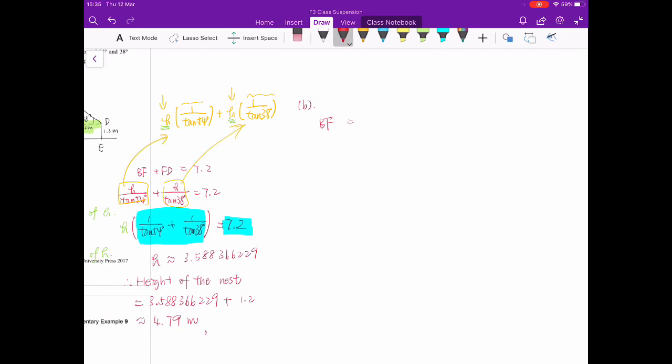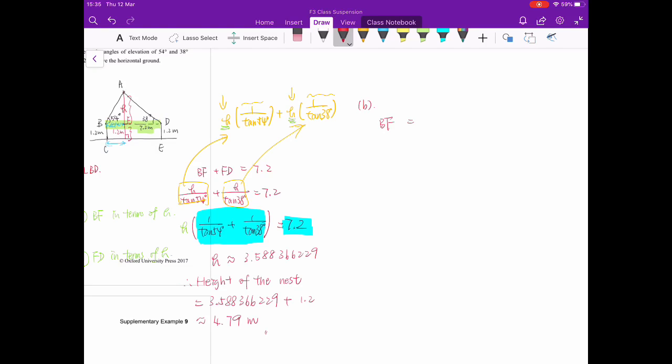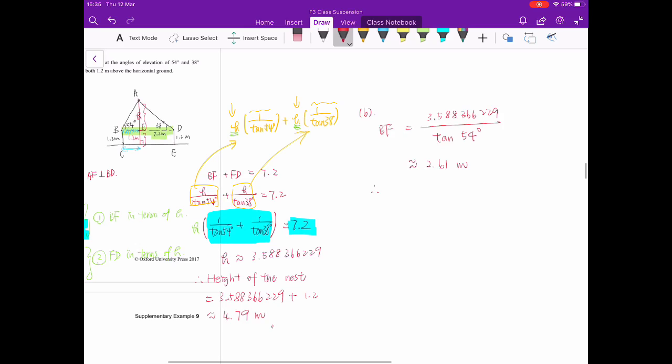BF equals, by your part A, H divided by tangent 54 degree. So the value of H will be 3 point something, copy the whole decimal, divided by tangent 54 degree. So by your calculator, it should be 2.61 meter. Okay, so the horizontal distance, tell me in a sentence again, is 2.61 meter. Okay, easy for part B.